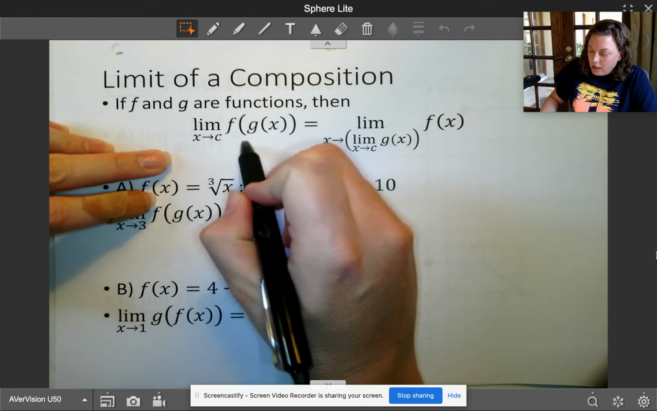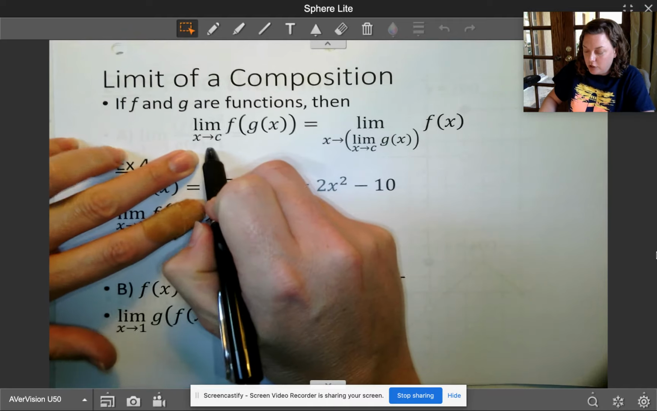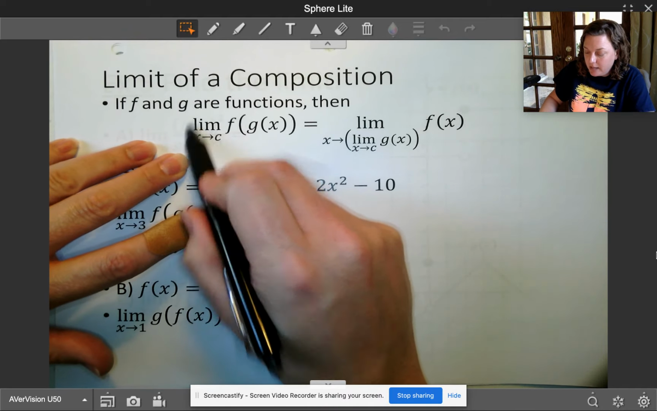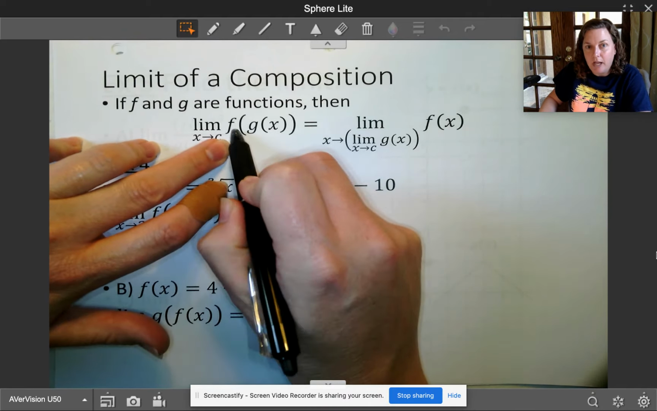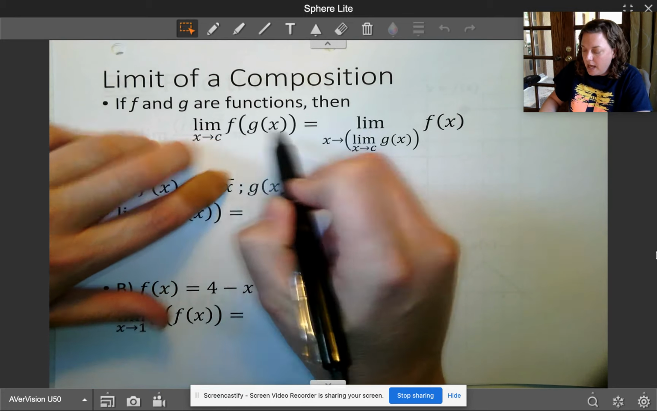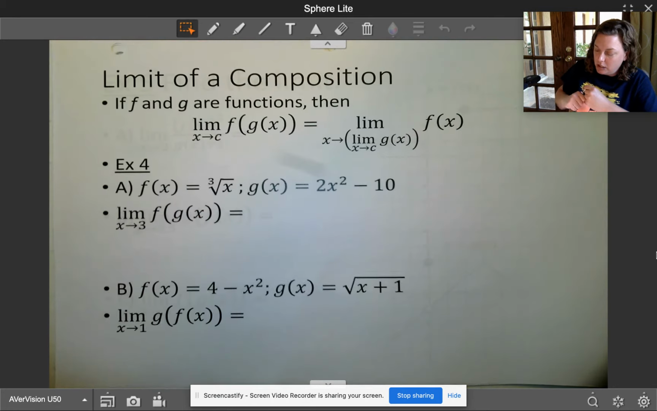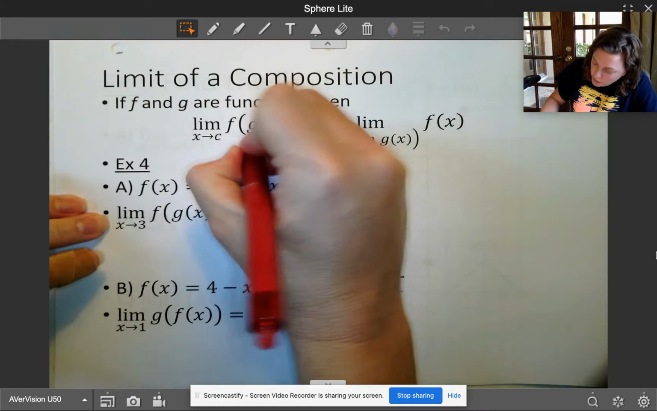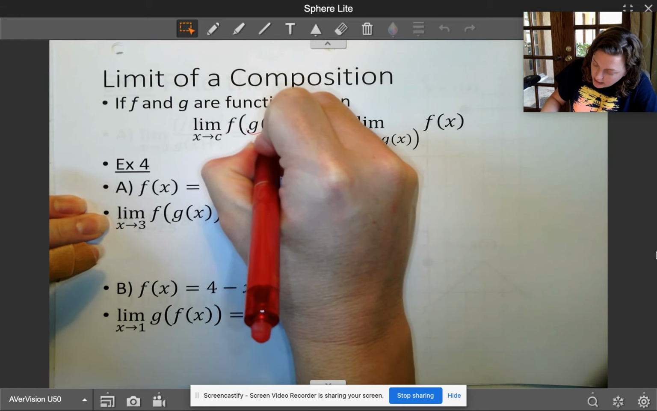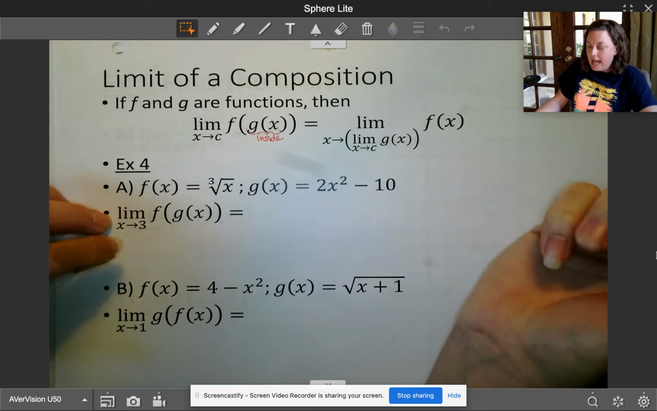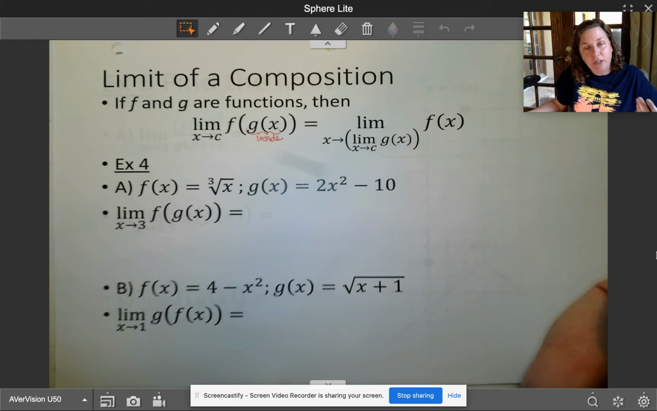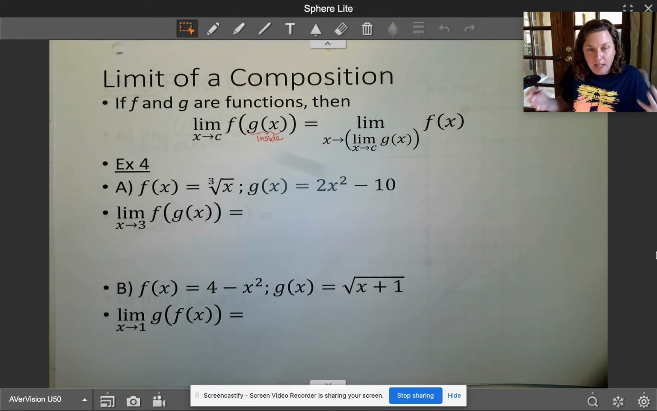But here we have this limit notation. F and G are functions, and we want to find the limit of the composition. So we have this outside function F, and we have the inside function G. I'm just going to call this G of X function the inside piece. If we want to figure this out, it's a big complex process, but I think this is the best way to do it.